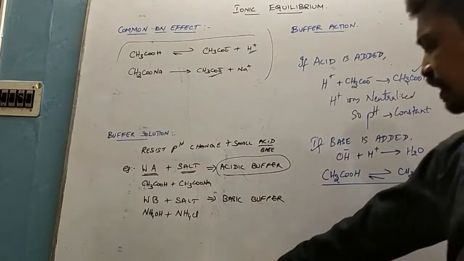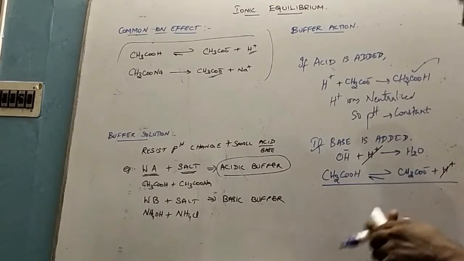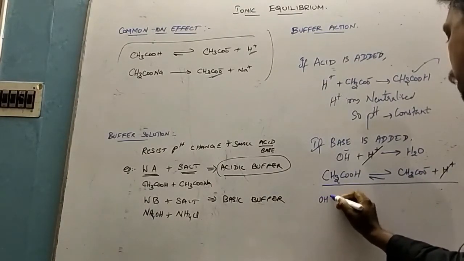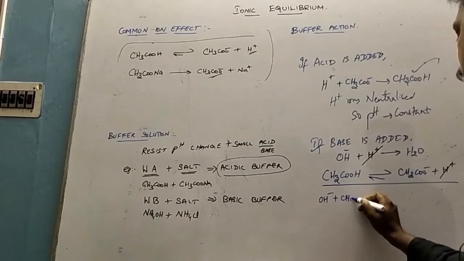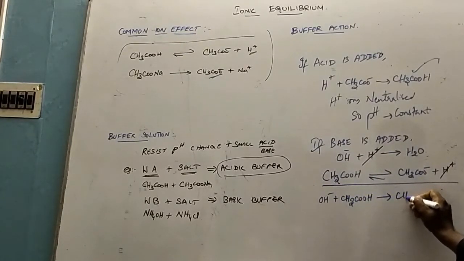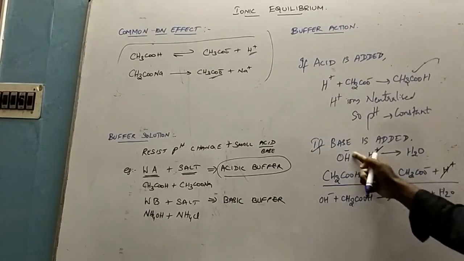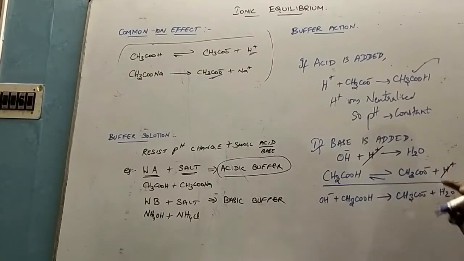Sir, what is the net reaction? Just strike out the same things on the opposite sides. So the net reaction is OH minus plus CH3COOH gives CH3COO minus plus H2O. See, these two are on the left side and these two are on the right side.